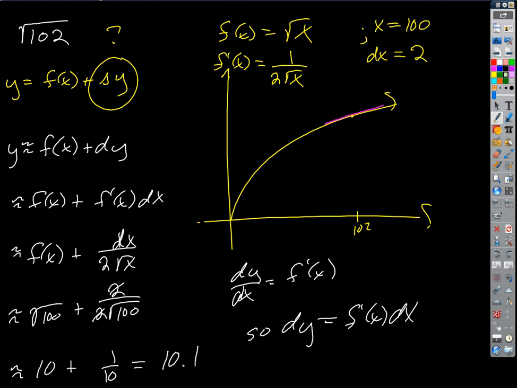For the 102, we changed our x by 2, so the nudge was 2, and this time the nudge was 1. So there's the argument for why it should be more accurate, because we're closer to the point of tangency. What's the argument for why this one should be more accurate?